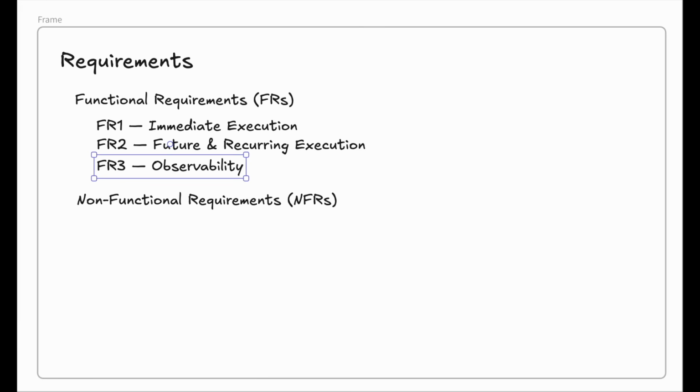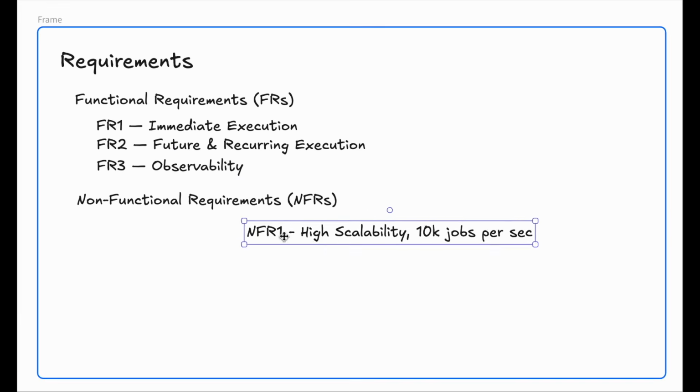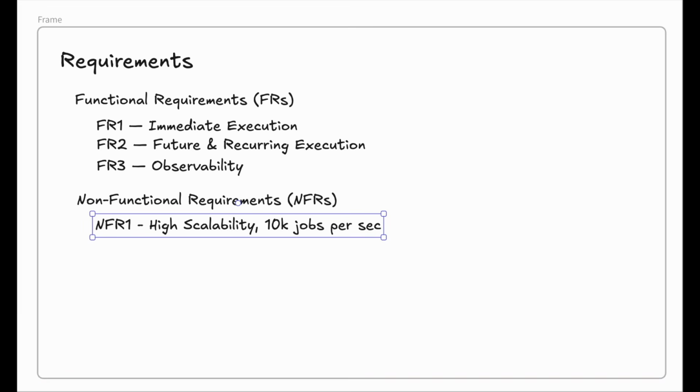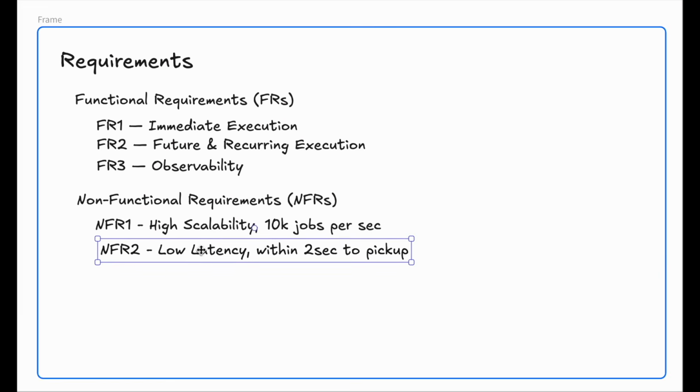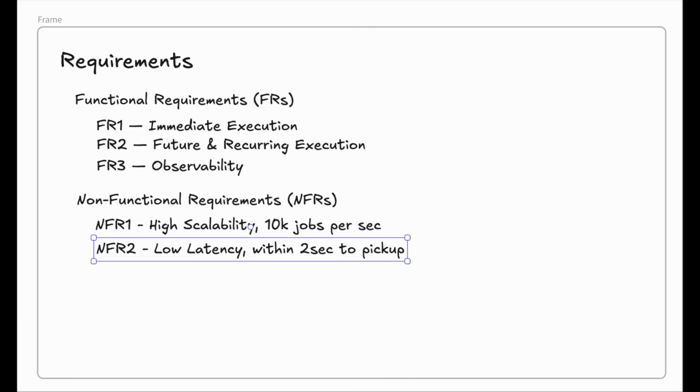Now let's chat about the non-functional requirements. High scalability. The system must scale to 10K job executions per second. This isn't just about throughput. It is about distributed coordination at scale. Low latency. For time-sensitive tasks like auctions or payments, we expect jobs to be picked up and executed within 2 seconds of their scheduled time.